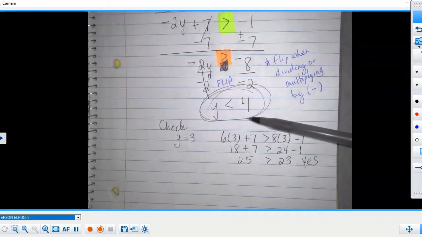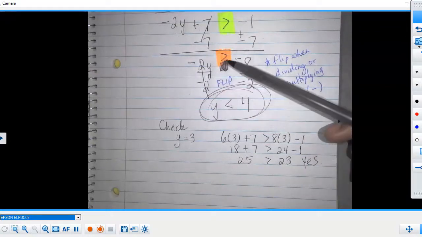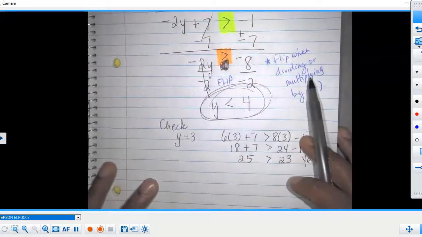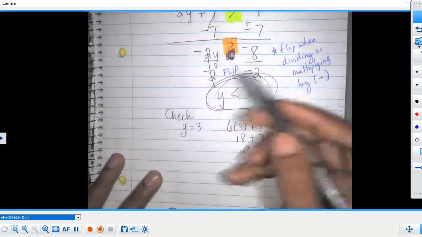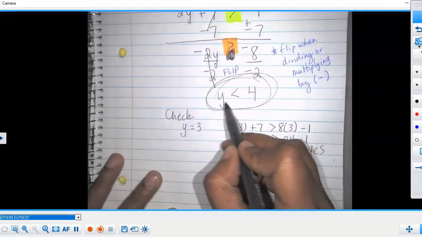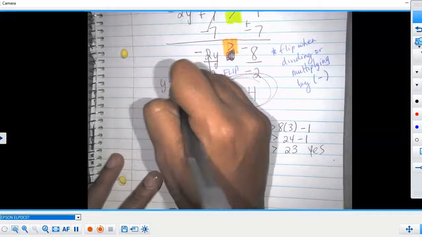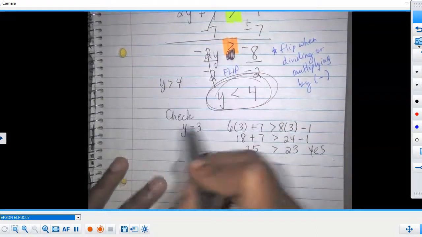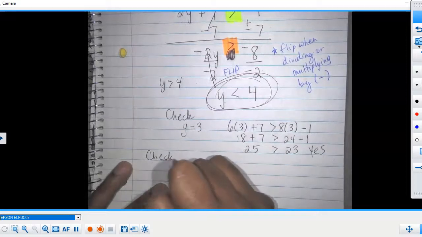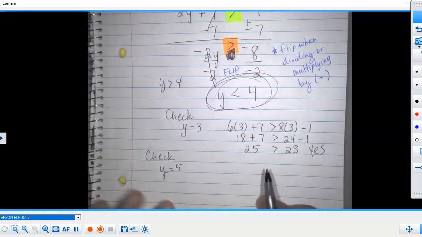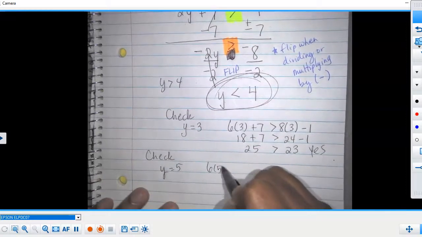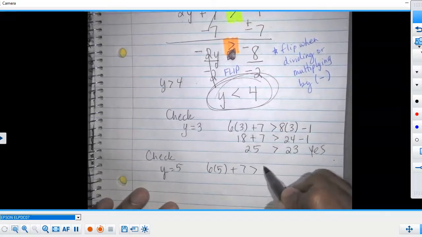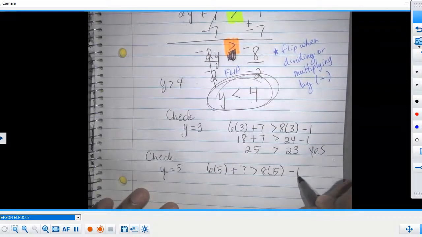And if you forgot to flip it, right, you divided by negative 2 and you didn't flip, watch this. Let's just say we messed up, and instead of getting y is less than 4, we got y is greater than 4. So a number greater than 4 is 5. When I check, I'm going to try y equals 5. Then I do 6 times 5 plus 7. Is that greater than 8 times 5 minus 1?